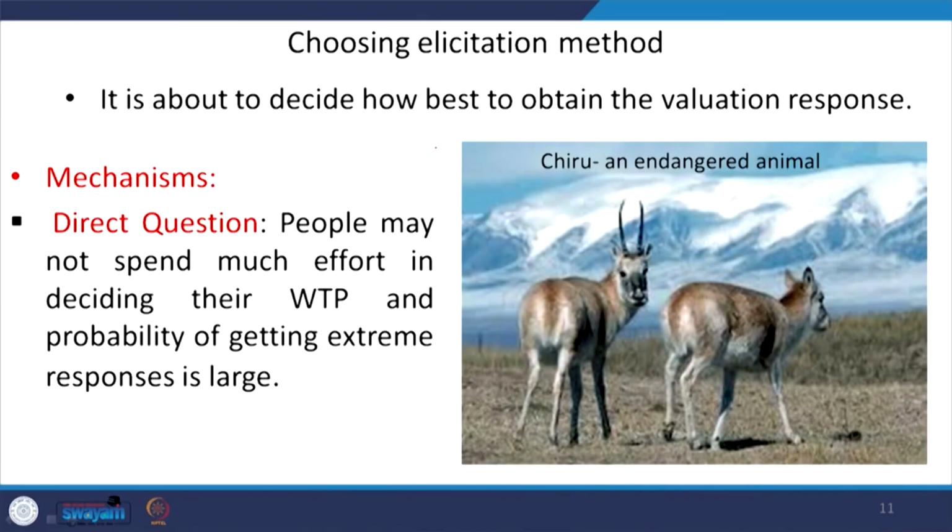So, for example, we are looking at this picture. This animal is an endangered animal. The name of the animal is chiru, and we can find these animals at higher altitudes, basically the Himalayan areas. So, the question is, if the interviewer is interested to know how people are valuing this endangered animal so that it will be preserved forever, the interviewer is directly posing the question: what is the willingness to pay to conserve or preserve this chiru for the next 30 years?